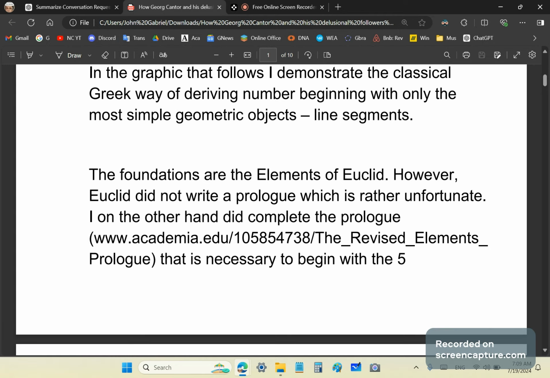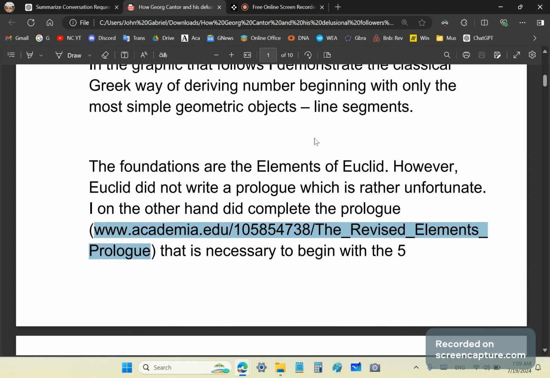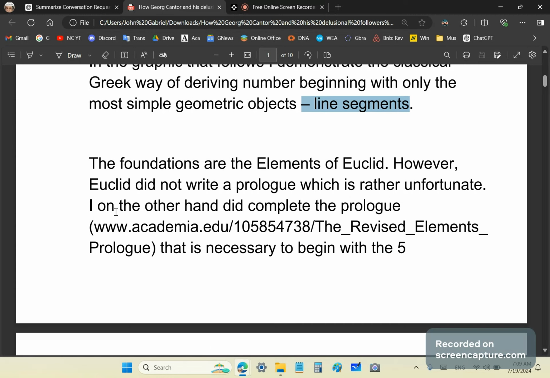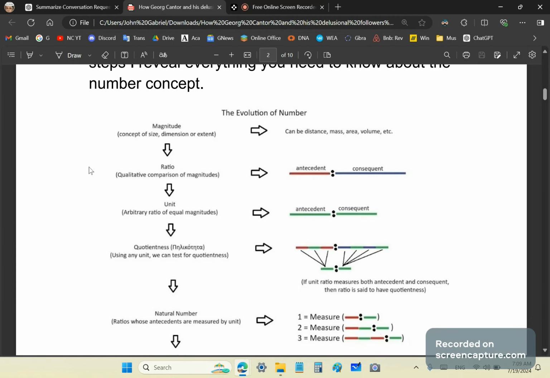So the foundations of mathematics are the elements of Euclid. And here is the link in which I show you the derivation of these in order for you to rest assured that I can use line segments in the following derivation. So how do we get numbers?